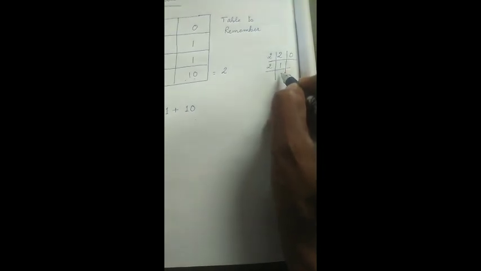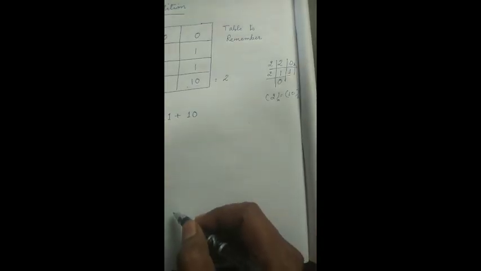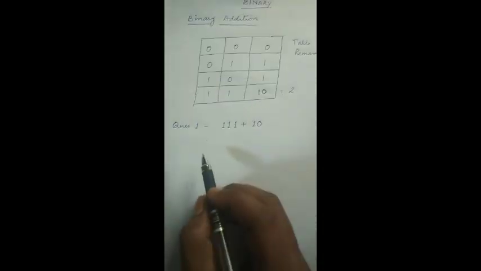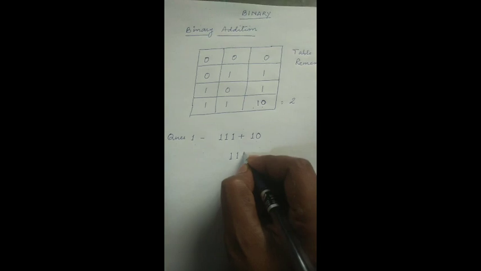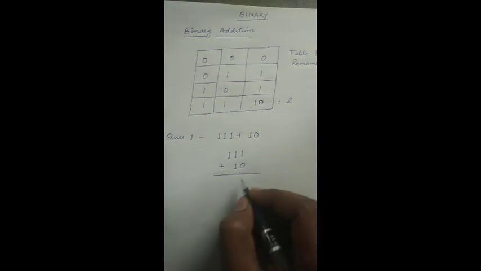You can see right here I am solving it here. Now the answer is 10. So whenever we will be adding two ones, the answer will always come as 10. Now let's do the first question. So this is 111 plus 10. We will add these two binary numbers. So we will follow the basic maths addition procedure. First we will write the first number and below that we will write the second number.